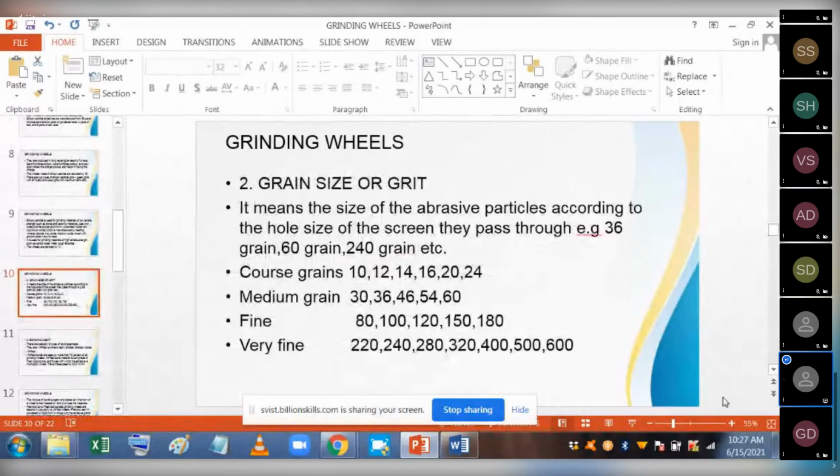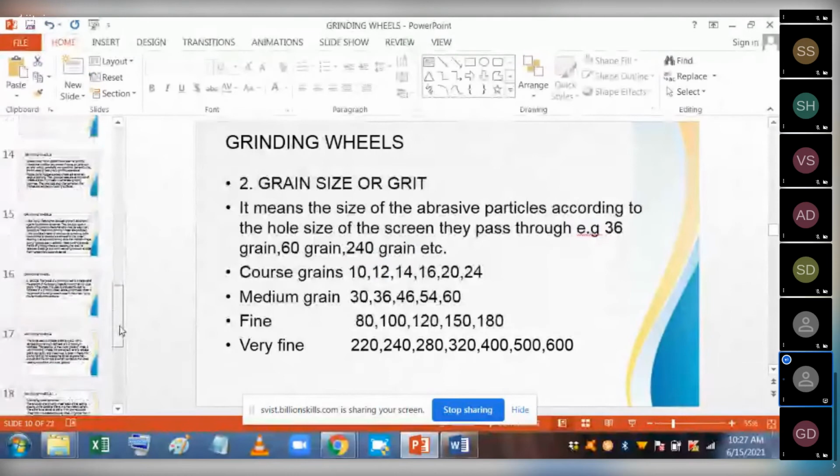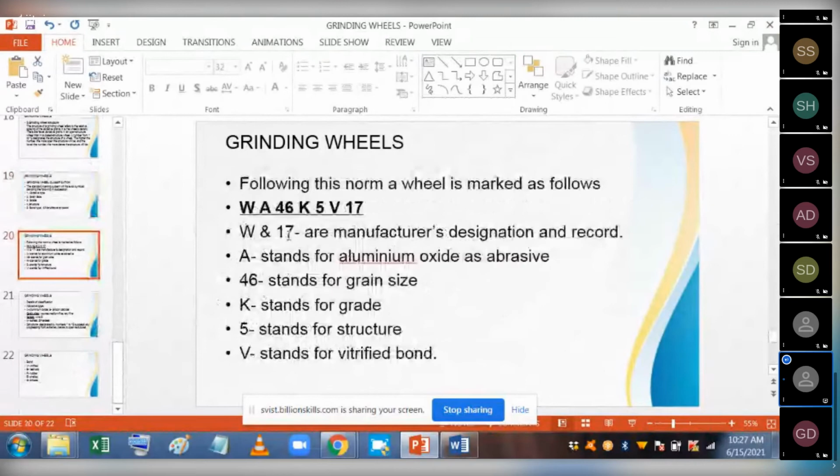Here it is: the coarse grain, medium grain, fine grain, and very fine grain. So these are the grades, and it comes in the second place. 46 means 46 is the grain size for that particular wheel.